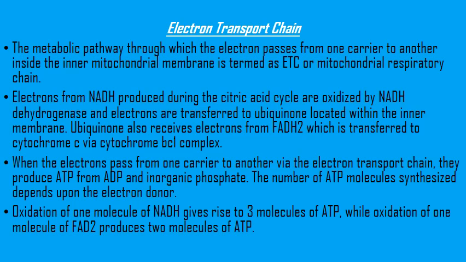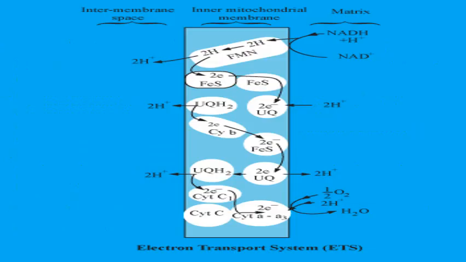The number of ATP molecules synthesized depends upon the electron donor. Oxidation of one molecule of NADH gives rise to 3 molecules of ATP, while oxidation of one molecule of FADH2 produces 2 molecules of ATP. This is the flow chart of ETS, electron transport system.